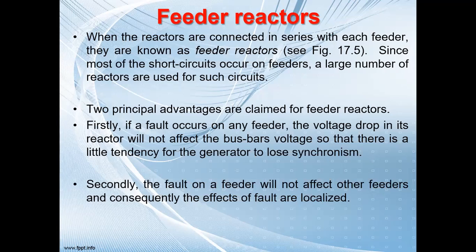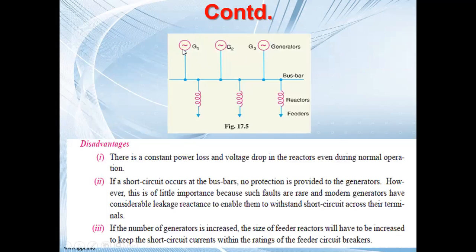What will happen if a fault occurs on any of the feeders? The other feeders will not be affected. Secondly, the fault on a feeder will not affect the other feeders, and consequently the effects of the faults are localized, because if a fault occurs on one feeder, it will not affect the other feeders. We'll see some diagrams. Here, let us say it is a bus bar, getting power from the generators, and outside this bus bar we have the feeders.